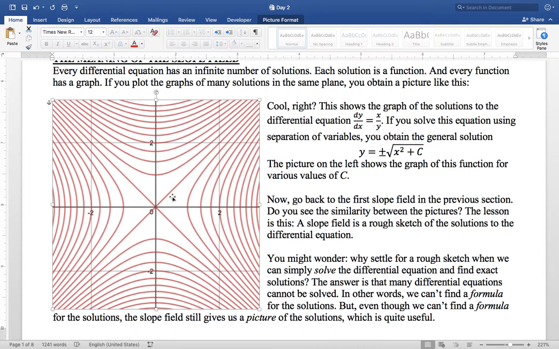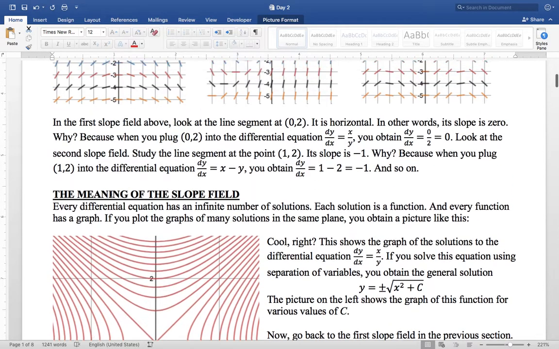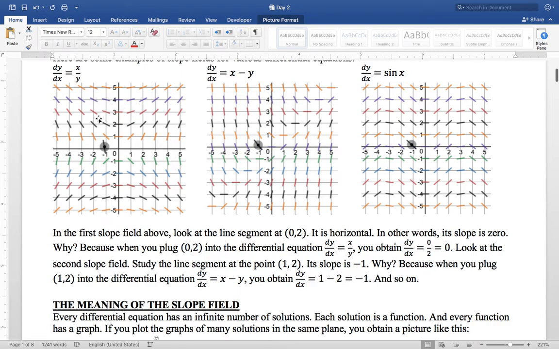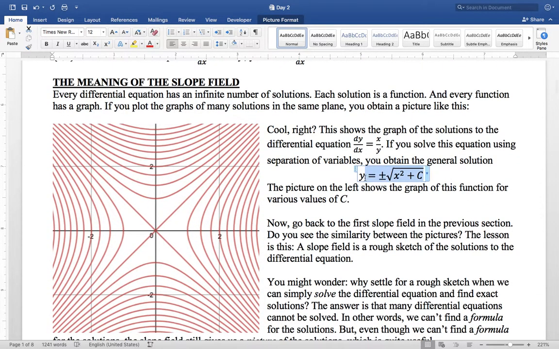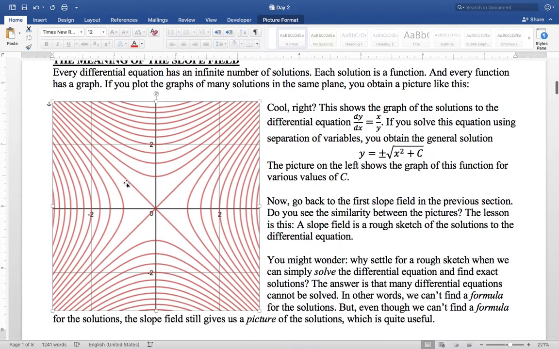Now, you might wonder, why would you care about that? Why would you go through the trouble of tediously plotting all these little line segments and giving yourself an approximate picture of the solutions? Why would you do that when you could just literally solve the differential equation and then actually graph those functions, not approximately, but perfectly? Why would you settle for an approximation? The answer is that many differential equations cannot be solved. The method that we have, separation of variables, in truth, almost never works.